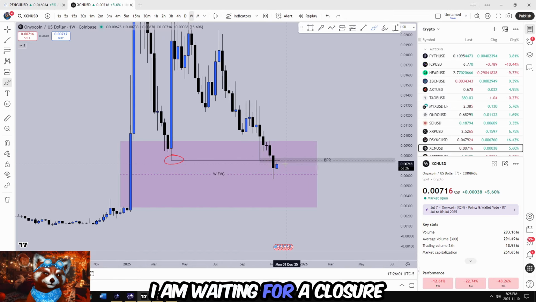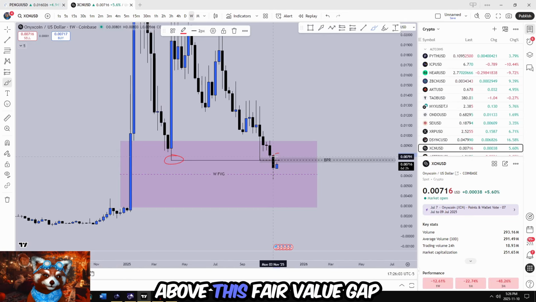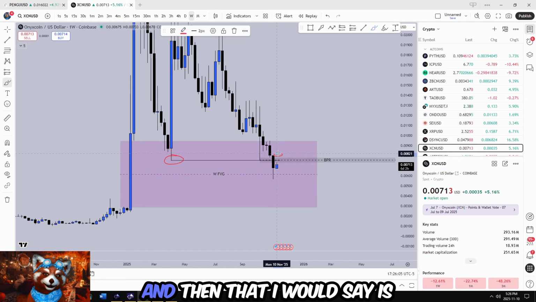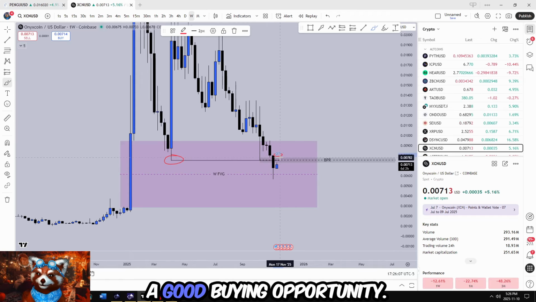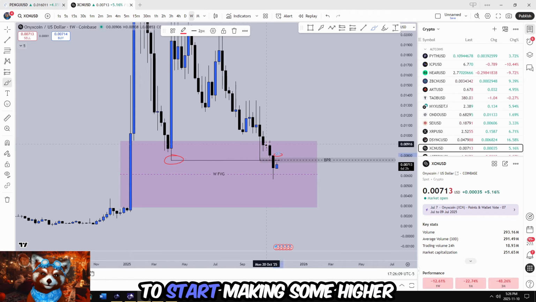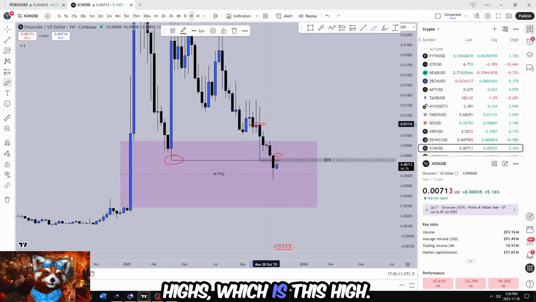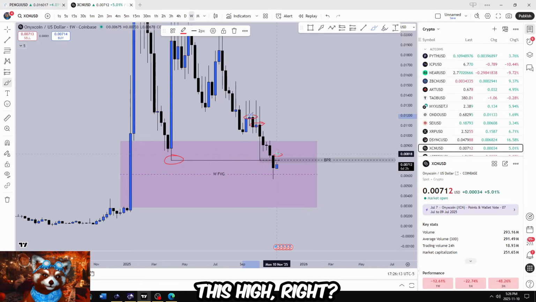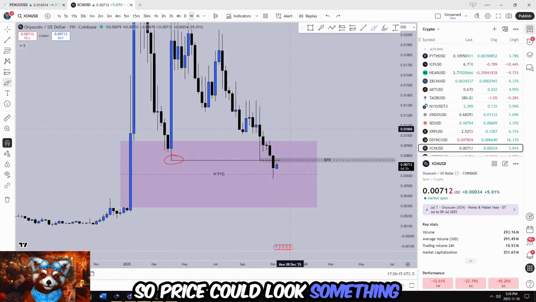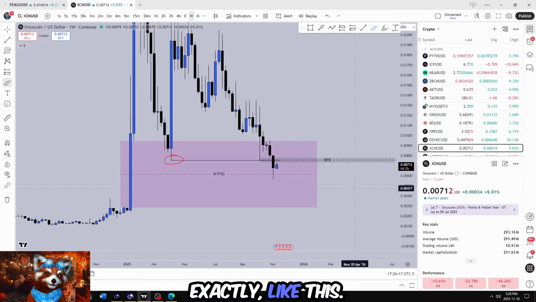So one more recap. I am waiting for a closure above this fair value gap. And then that I would say is a good buying opportunity. And then we're going to have to start making some higher highs, which is this high, right? So price could look something exactly like this.